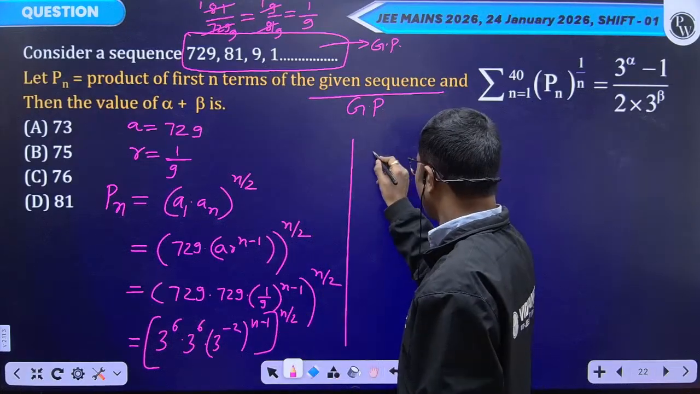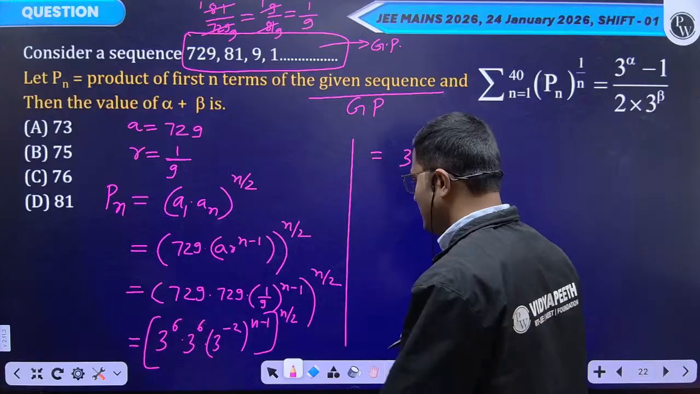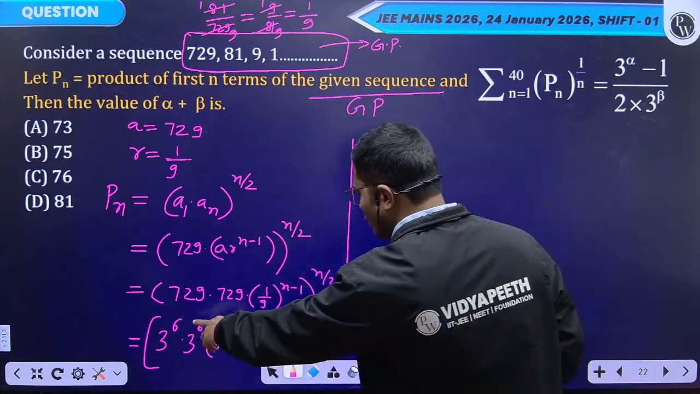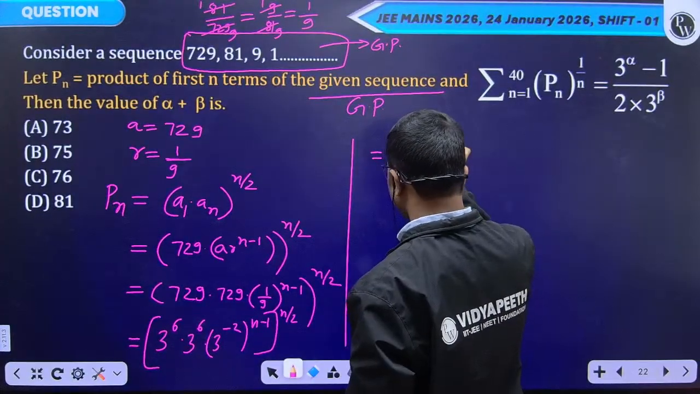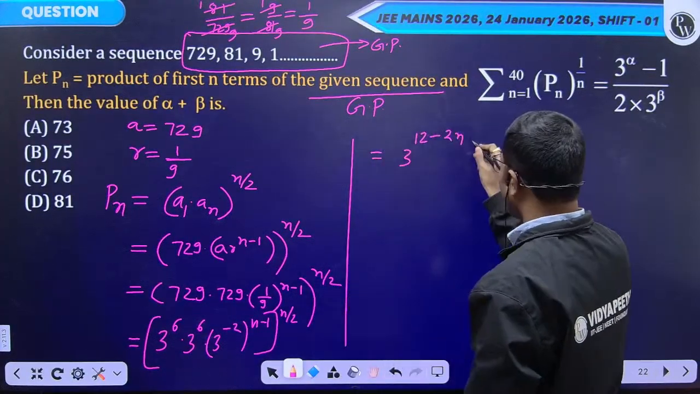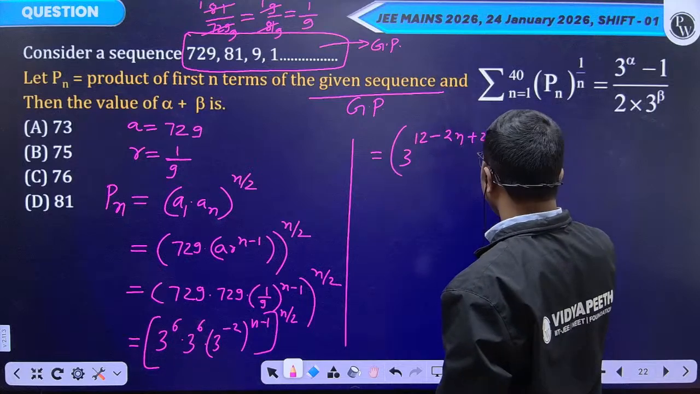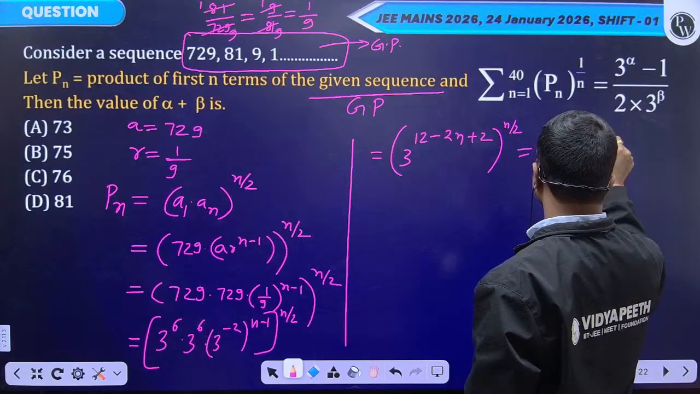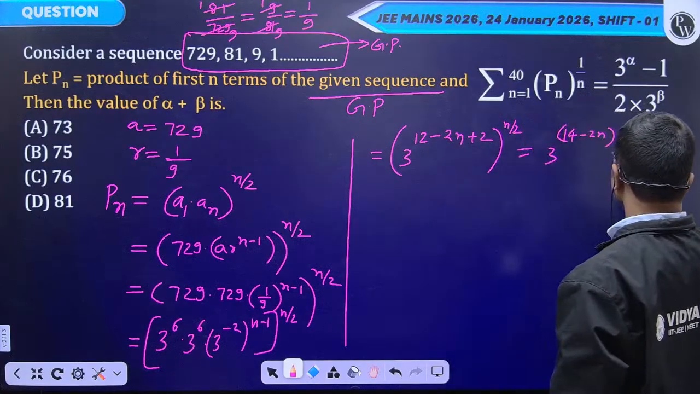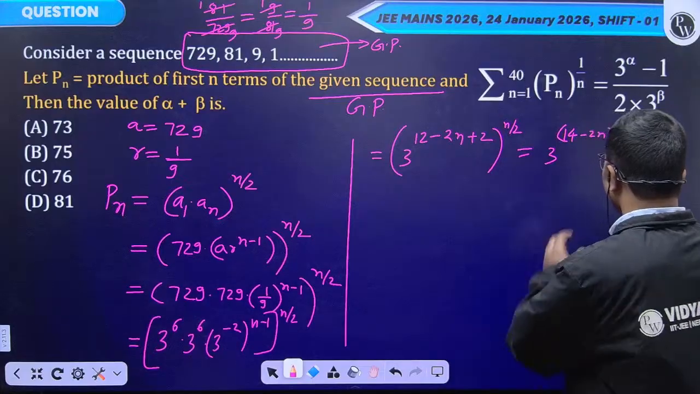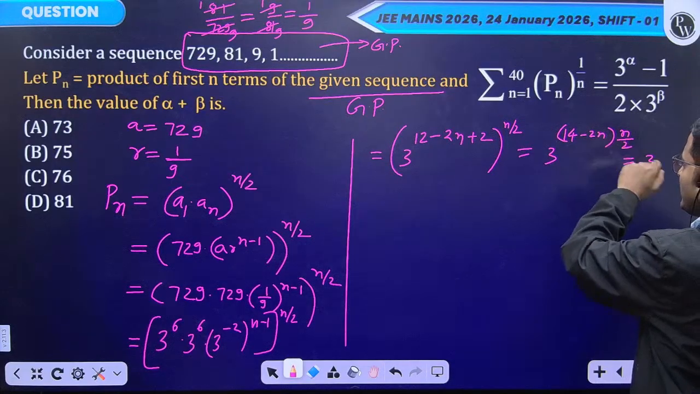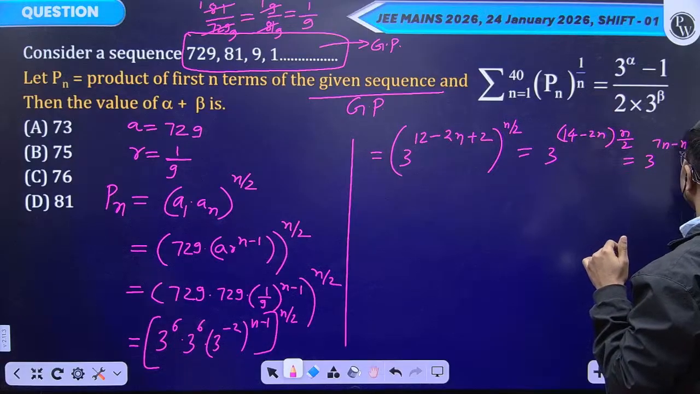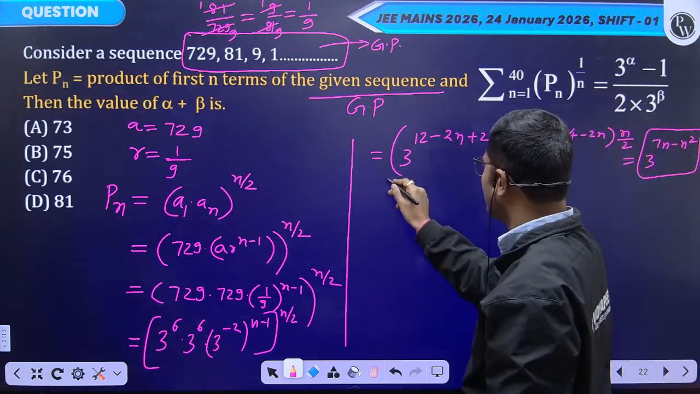So what do we get after simplification? 3 power 6 plus 6, laws of powers, we are adding the powers because bases are same, 12 minus 2n plus 2, whole power n by 2. So that is 3 power 14 minus 2n into n by 2. We can take 2 out and cancel with the 2 denominator, so what do I get? 3 power 7n minus n square. So this is our Pn.